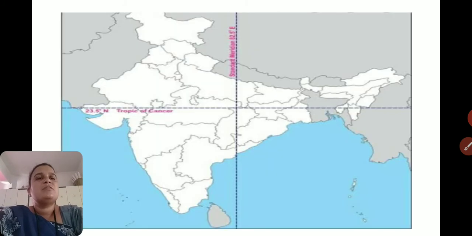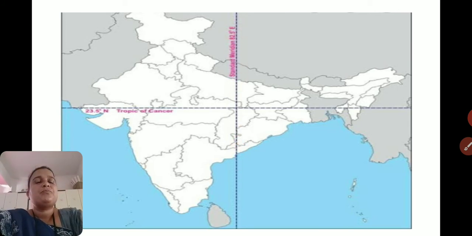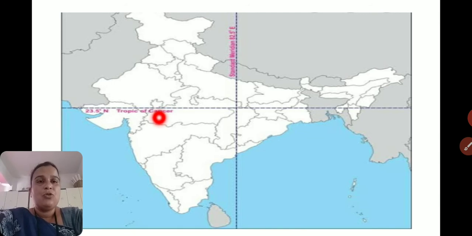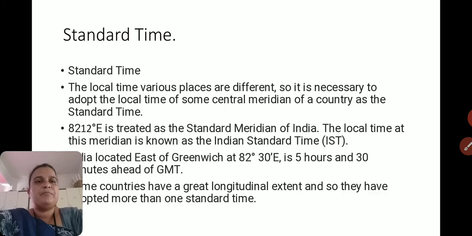So Indian Standard Time is at 82 and a half degree east, which passes through Allahabad. Also we can see that through the central part of our country the Tropic of Cancer passes, at 23 and a half degree north. The Tropic of Cancer location is in the northern hemisphere, so our country's location is in the northern hemisphere.